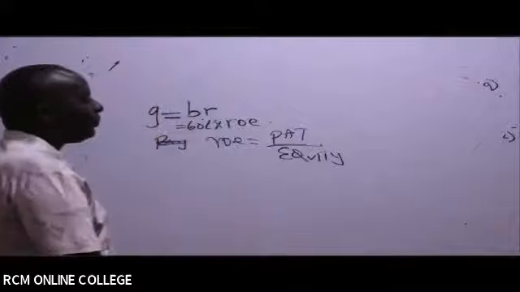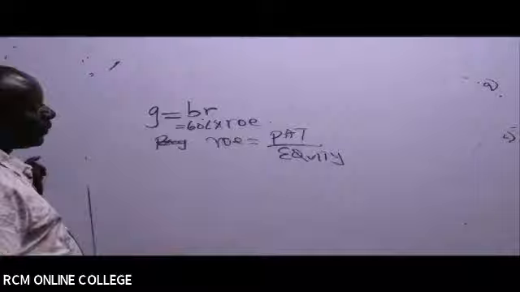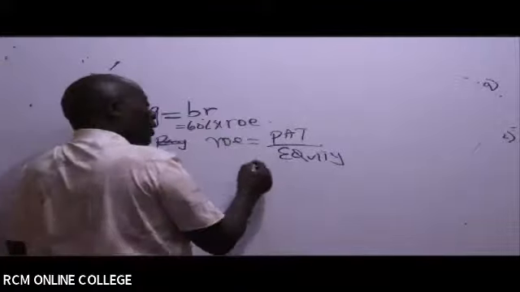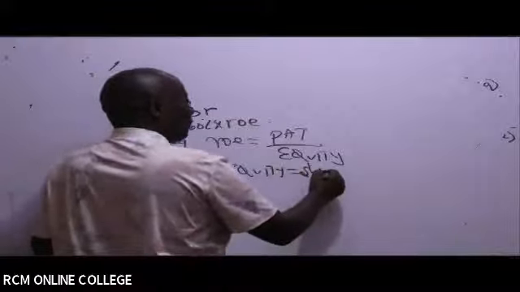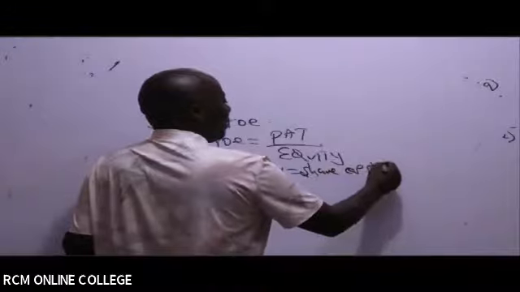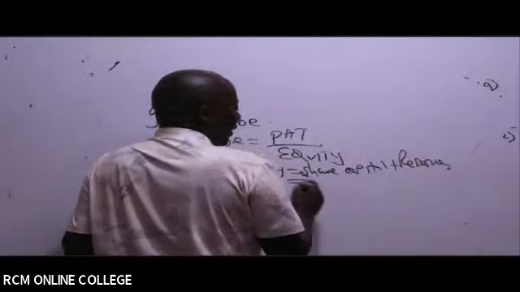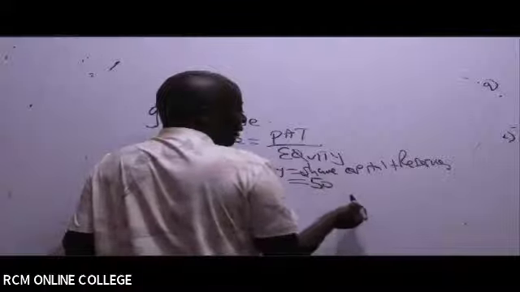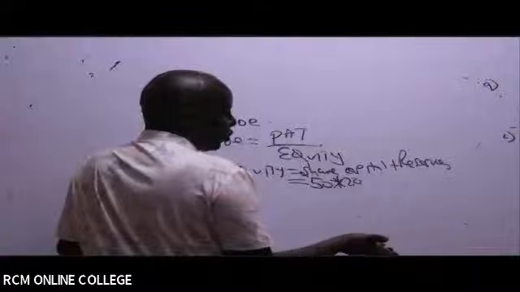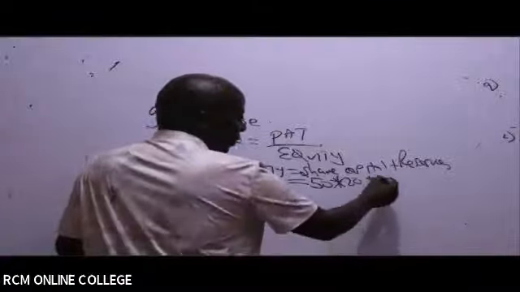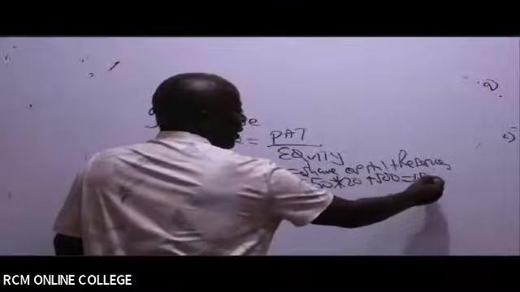Divided by equity itself like that. And I'm sure equity is share capital plus any reserves, capital reserves. How do we get our share capital? They gave us number of shares 50, and each share has a par value of 20. Then we have reserves of 500. So this gave us 1,500.